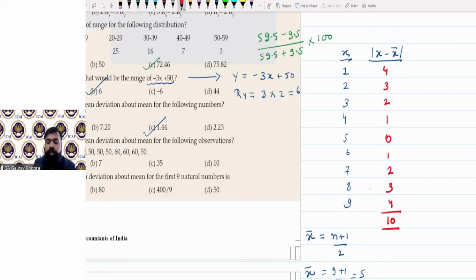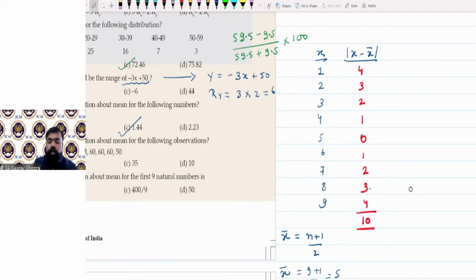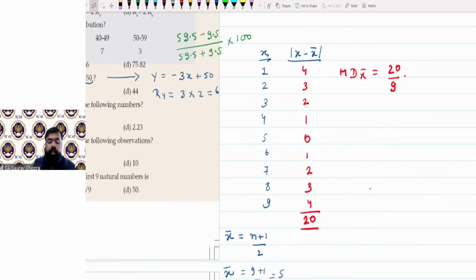Now the next step, mean deviation from mean. The total is not 10, the total will be 20. So 20 divided by 9, because number of observations are 9. So this is basically mean deviation, 20 by 9. If in case you want to calculate in decimal, you can write 2.22.